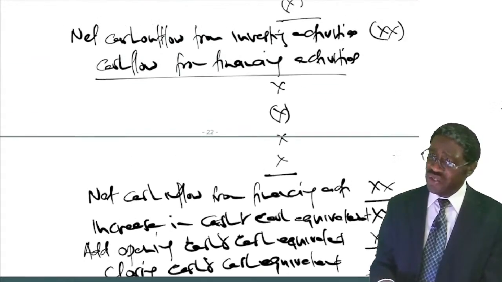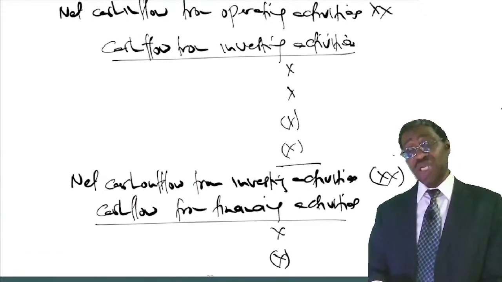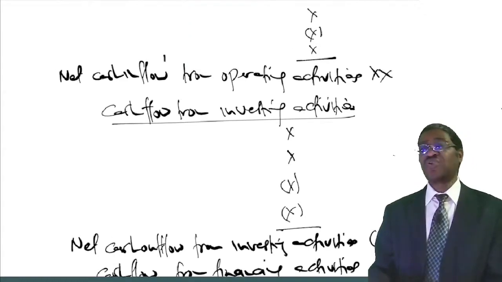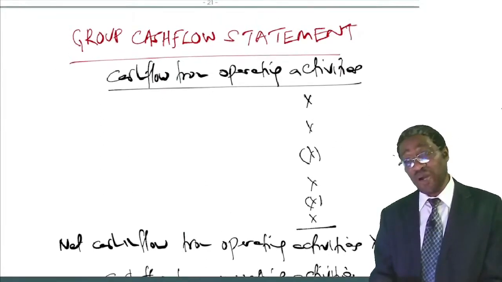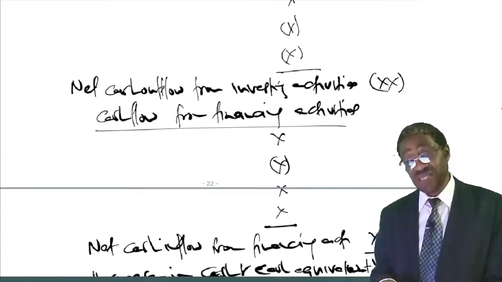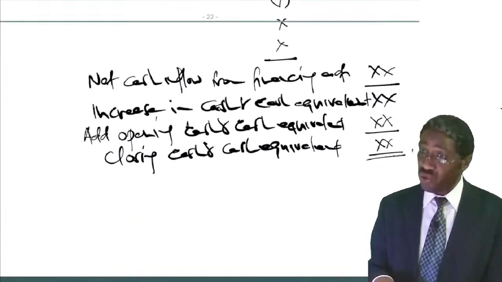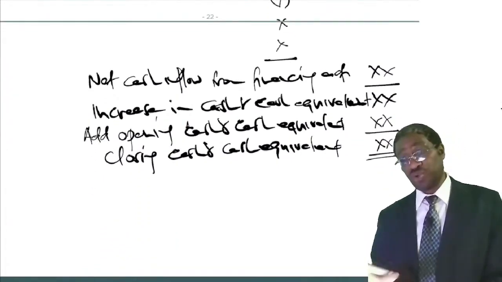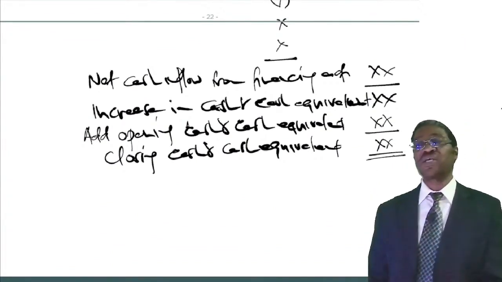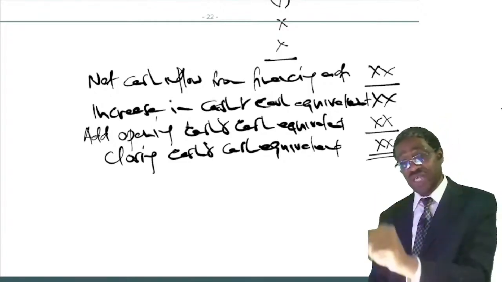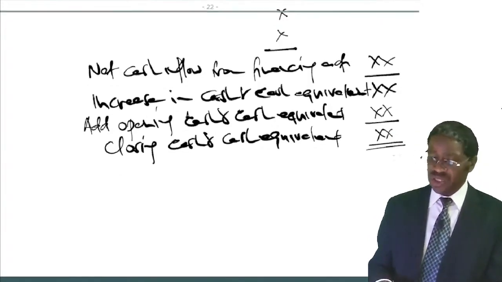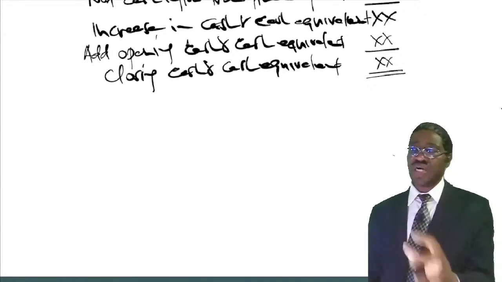So I've just reminded you in an overview how you used to prepare a cash flow statement, where you had to identify the cash flows from operating activities, then you go to the investing activities, then you go to financing activities, then you had to get the totals of the three categories. Once you get the totals, if it's a positive, you call it increase in cash and cash equivalent. If it's a negative, you call it decrease in cash and cash equivalent. Then we have said you add opening cash and cash equivalent. Then you get the closing cash and cash equivalent.